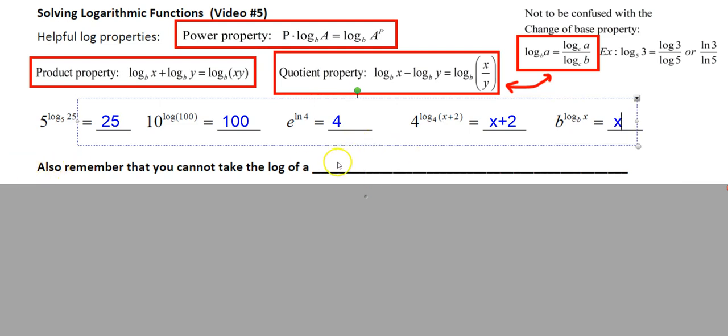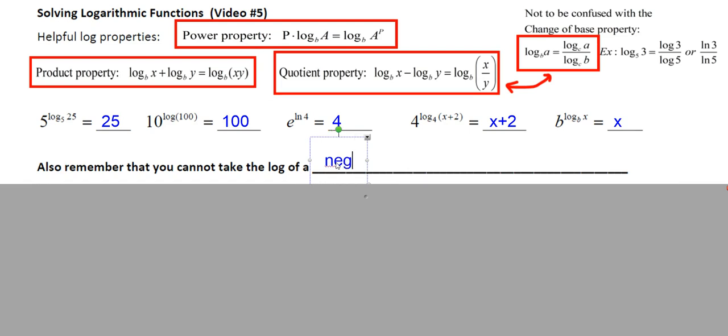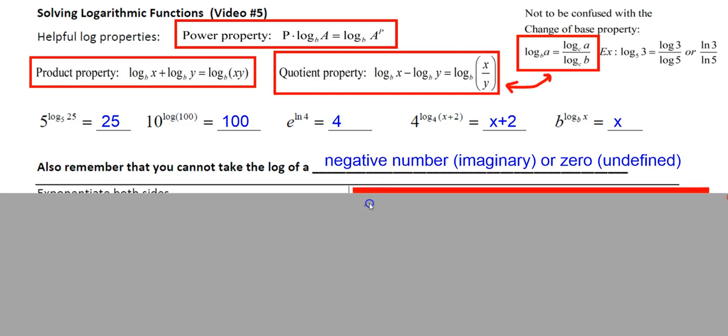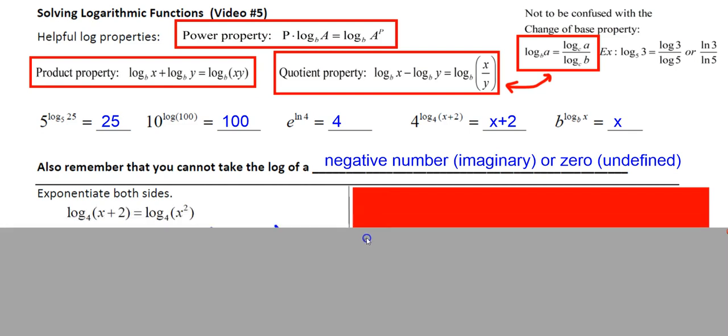We also talked about that you cannot take the log of a negative number. If you take the log of a negative number, it ends up being imaginary. If you take the log of 0, it ends up being undefined. So we have to be careful, particularly when we're solving equations, that we check our answers to make sure we're not taking the log of a negative number or 0. Okay, so let's start solving some equations.